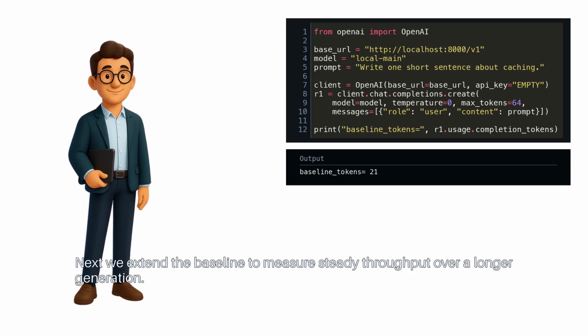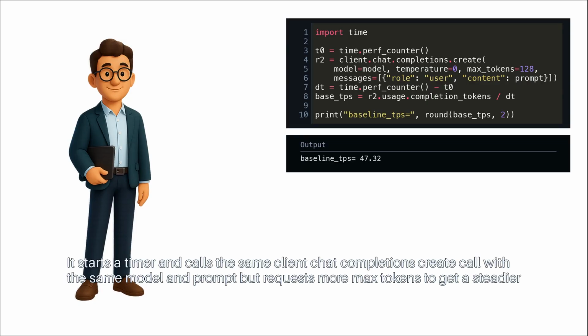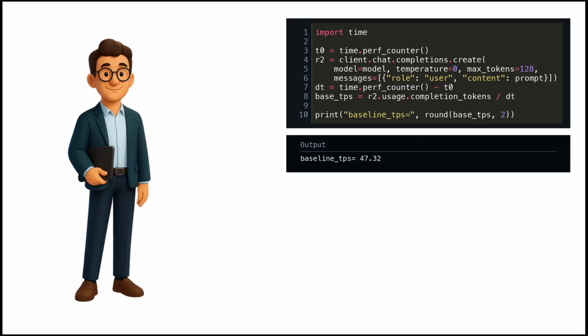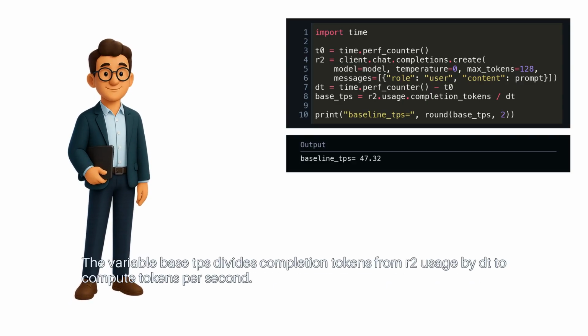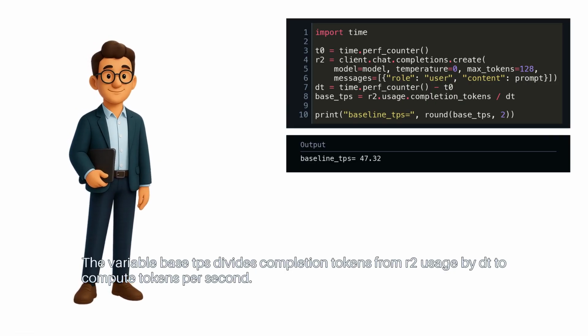Next, we extend the baseline to measure steady throughput over a longer generation. This example times a longer baseline completion to measure throughput from the local vLLM server. It starts a timer and calls the same client chat completions create call with the same model and prompt, but requests more max tokens to get a steadier reading. After the call returns, the code captures elapsed seconds as DT. The variable base TPS divides completion tokens from R2 usage by DT to compute tokens per second.